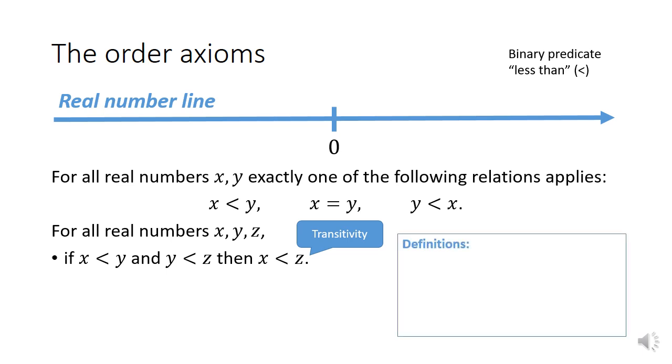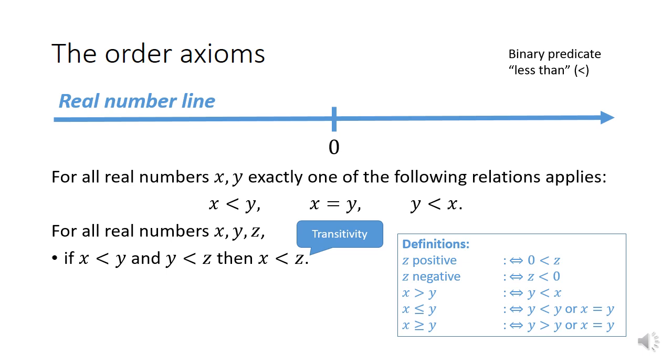As usual, z is positive means 0 is less than z, and z is negative means z is less than 0. We also define x is greater than y by y is less than x, and the non-strict order relations less than or equal to and greater than or equal to. By convention, negative numbers are shown to the left of 0 and positive numbers are shown to the right of 0 on the number line.